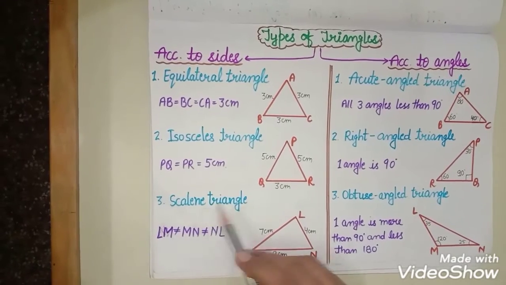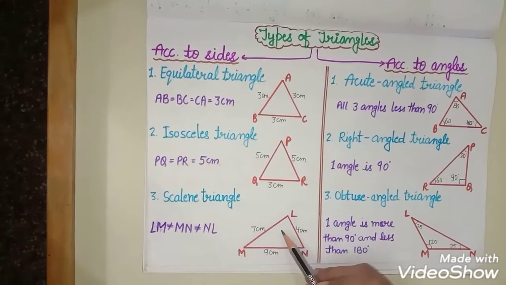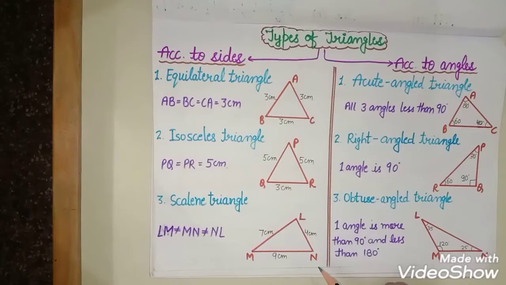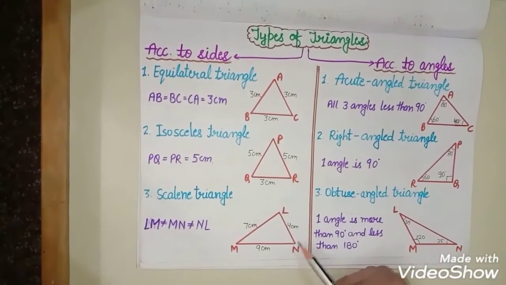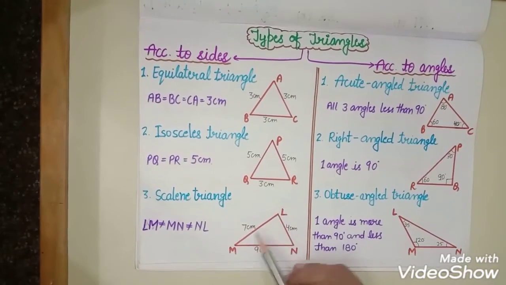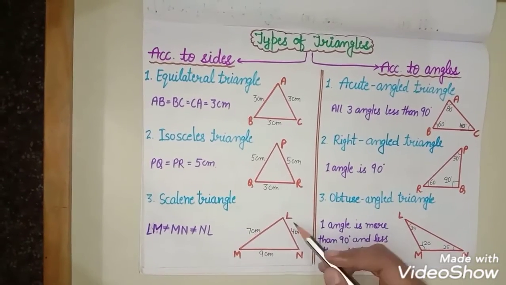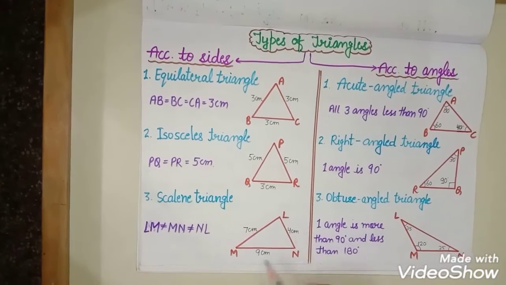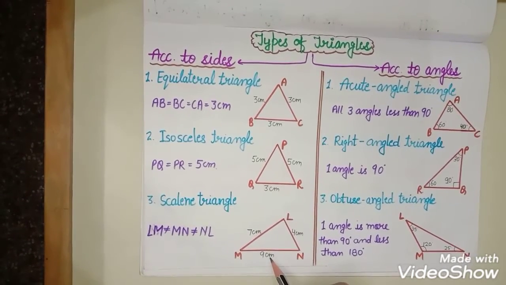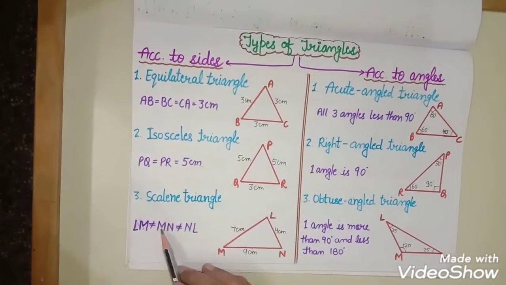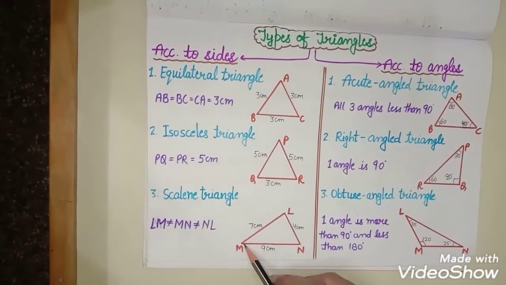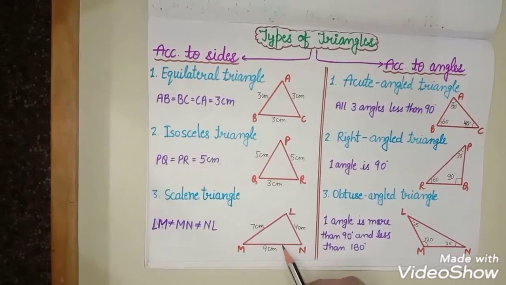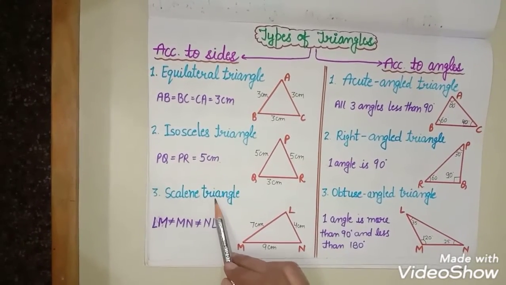Third one is scalene triangle. A triangle with all the three sides of different lengths is called a scalene triangle. Now in this triangle, LM is 7 cm, LN is 4 cm and MN is 9 cm. So LM not equal to MN and not equal to NL. These three sides are of different lengths. So this is a scalene triangle.